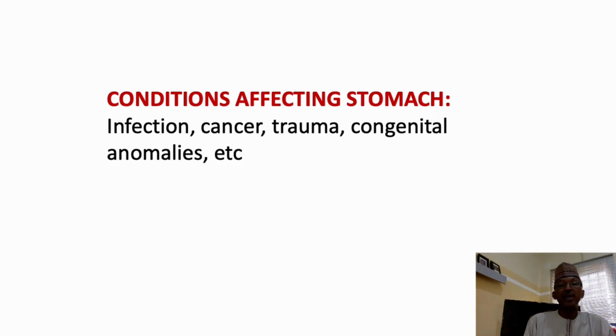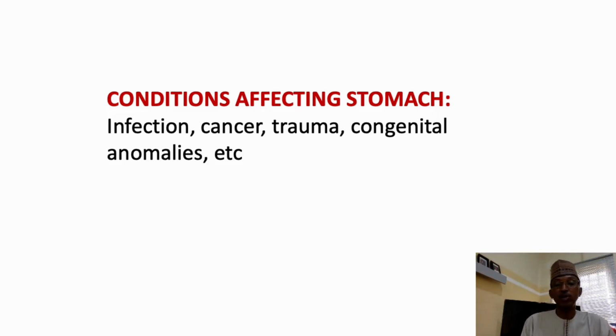Apart from that, other common organisms like the Helicobacter pylori, the microorganism that causes peptic ulcer disease, can also affect the stomach. And if it affects the stomach, that can cause ulceration of the stomach and cause what we call peptic ulcer disease or gastric ulcer. Again, the stomach can get affected by cancer. So cancer of the stomach is very common also in our locality.